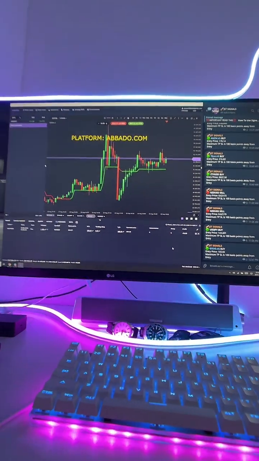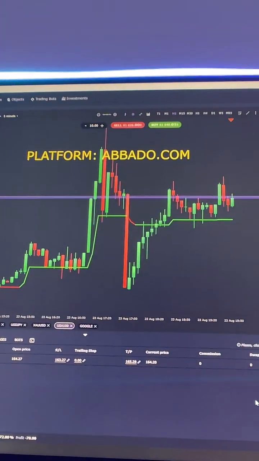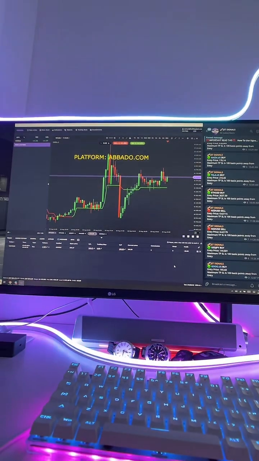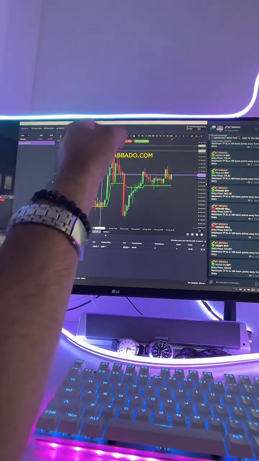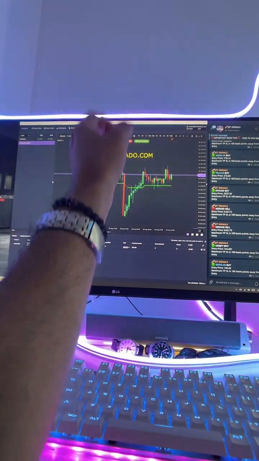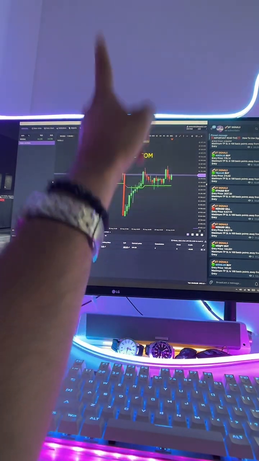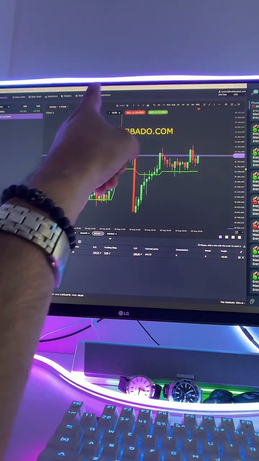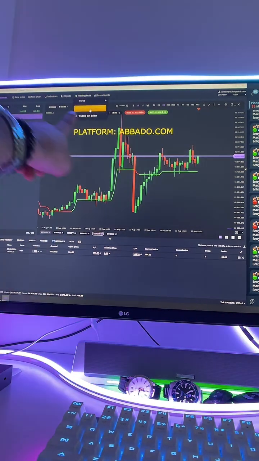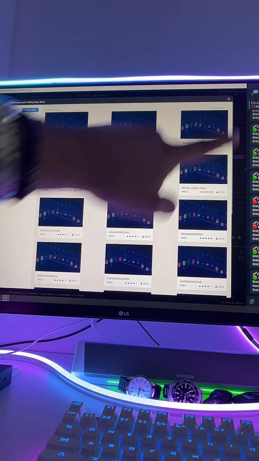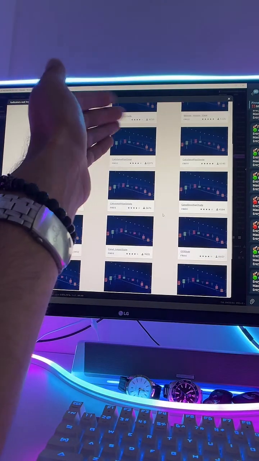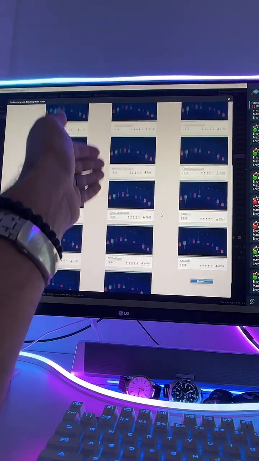So Sheridan is saying, what's the broker? So guys, the broker, the trading platform I'm using is abado.com. I'll show you guys one thing before I leave. It's actually the craziest feature that I've seen on any platform. So at the top over here, if you click trading bots, click trading bots store, you can actually add trading bots for free right on the trading platform.